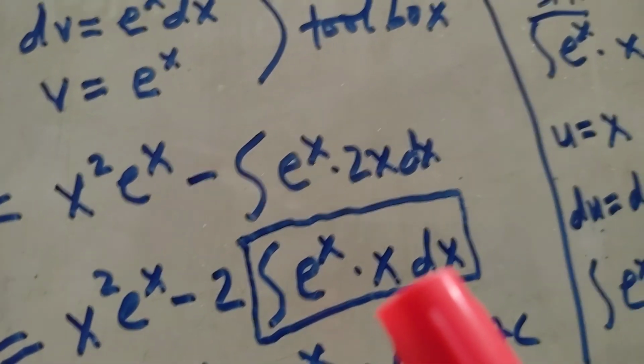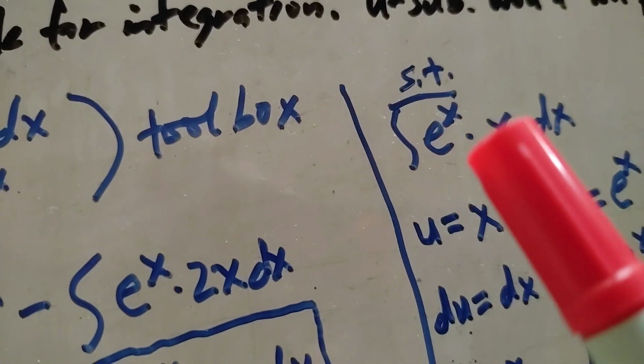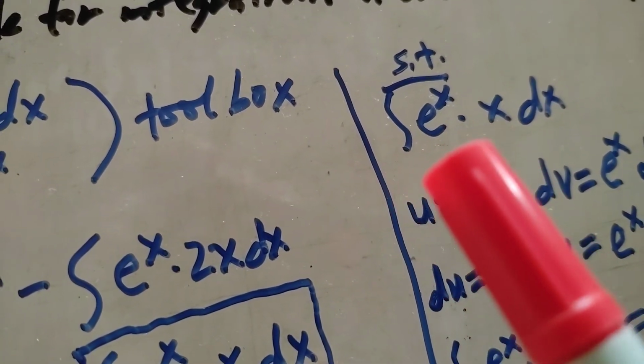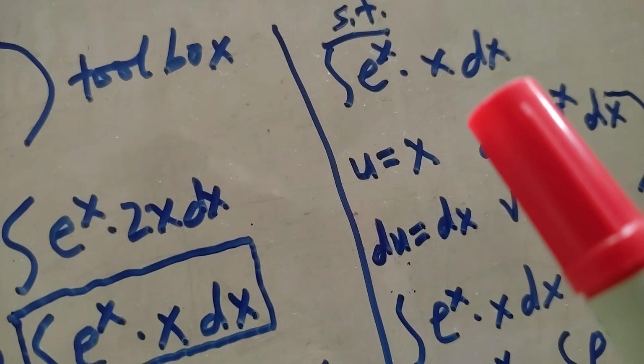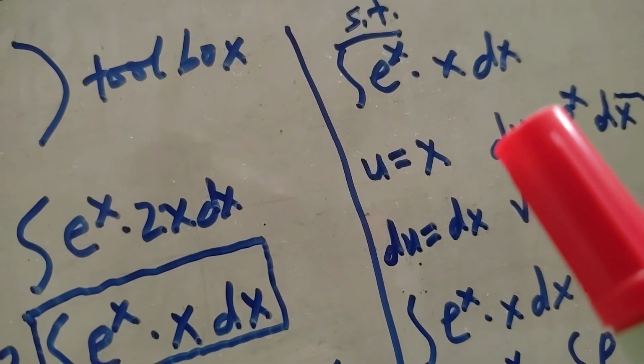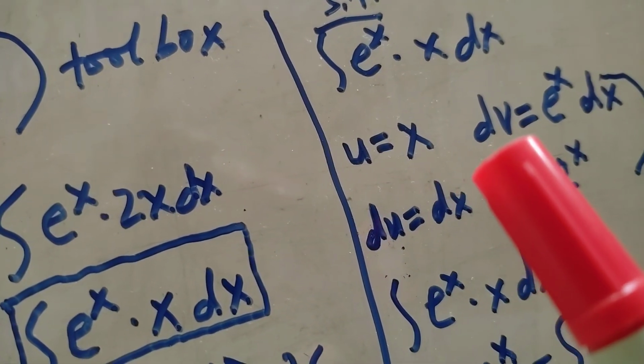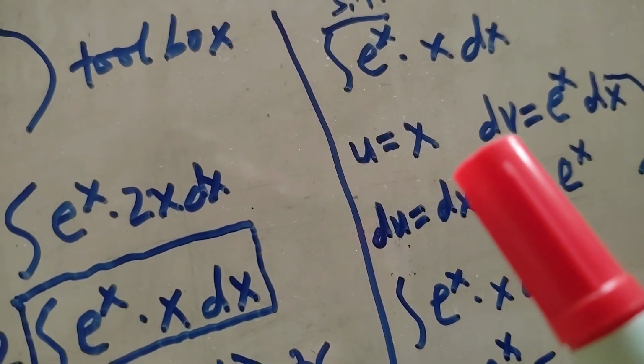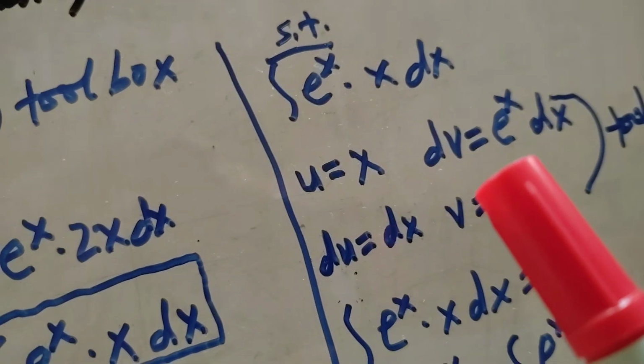So let's go to secret thoughts, as I like to call it, ST, secret thoughts. Let us just do this chunk of the problem. What is the integral of e to the x times x dx? So here again, let's do integration by parts. Let's let u equal x, and then dv is everything else, which is e to the x dx. Remember, dv and e rhyme, so they go together.